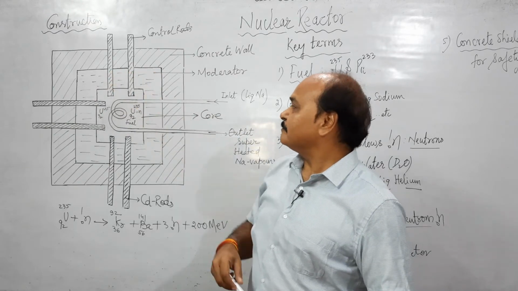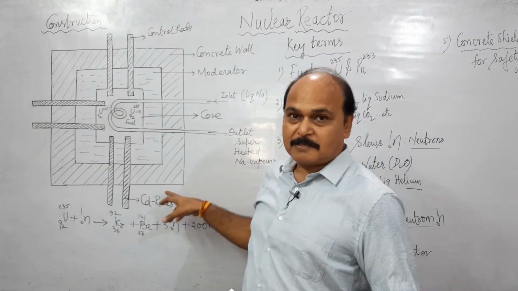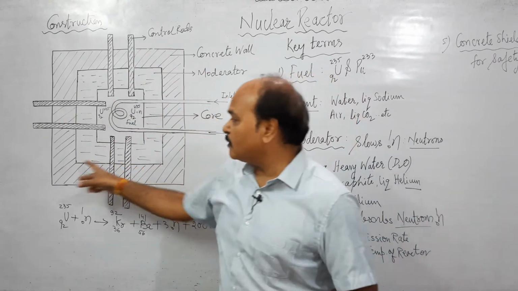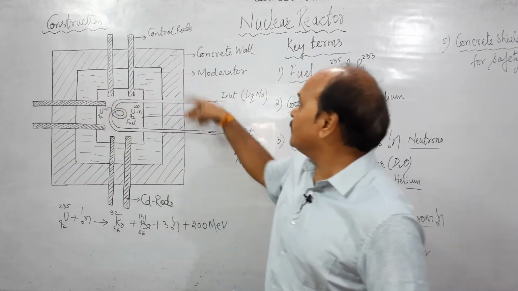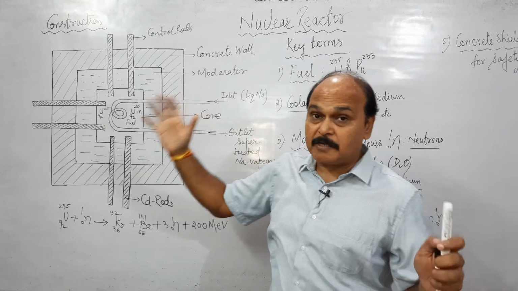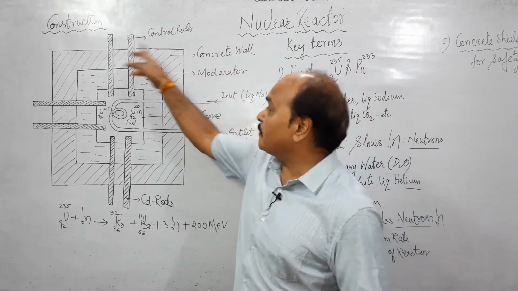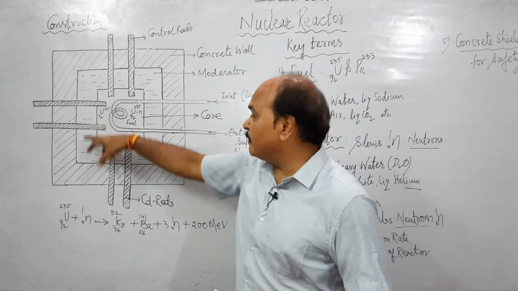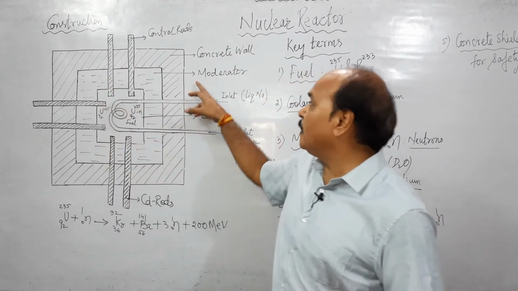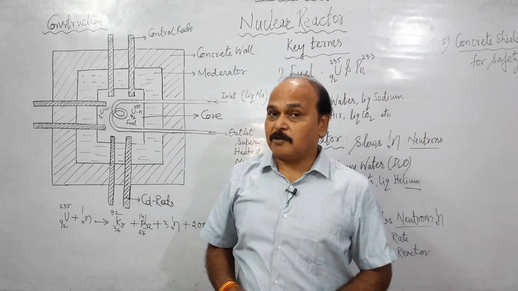Let us know. In the reactor we have three compartments. One is the outer compartment. This outer compartment is nothing but a very thick concrete wall. Inside this concrete wall, we have a second compartment, and in this second compartment we have a liquid. That liquid is called the moderator.